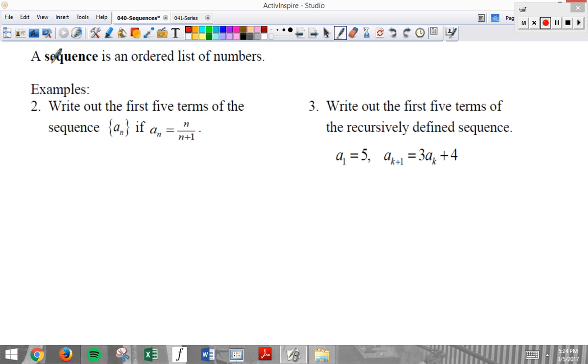A sequence is an ordered list of numbers. 1, 2, 3, 4, 5 is a sequence. 5, 4, 3, 2, 1 is a different sequence. The order matters. Write out the first 5 terms of this sequence.